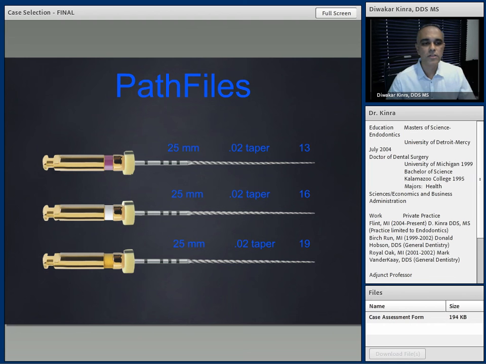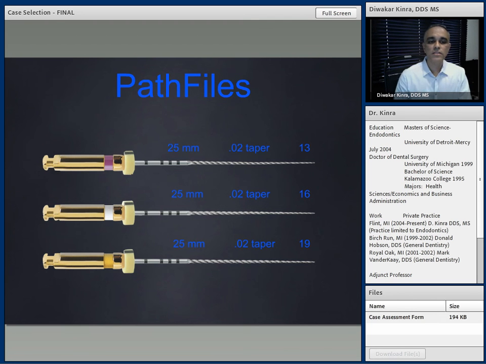I'm not concerned about that. And I use a path file number 1, 2, and 3. So a path file, again, purple, white, and yellow, to create a tip size of a 13, 16, and 19. Again, these come in .02 tapers. They come in different lengths, but they don't come in any different tapers.